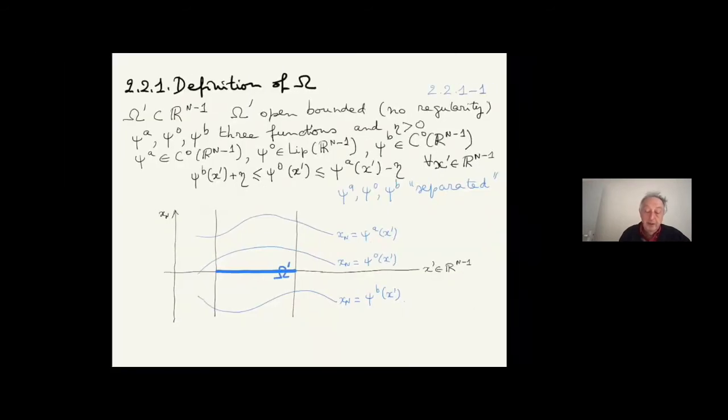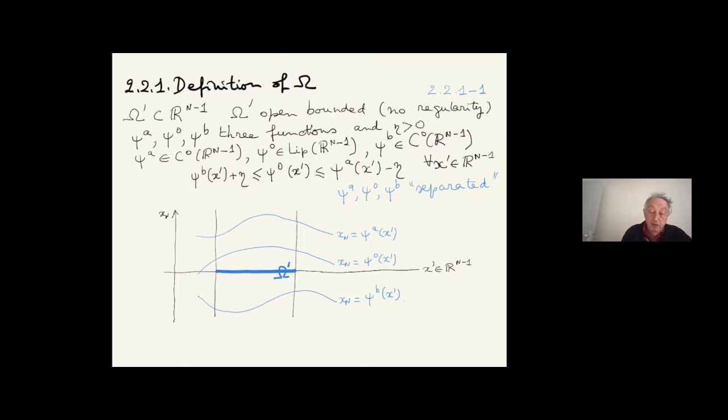Okay, definition of omega. I take omega prime, which is a subset of R^(n-1). Okay, this is why I assume that n is more than or equal to 2. Omega prime is open and bounded, but has no regularity on the boundary. And omega prime will be the cross section of my omega. So this is an open subset of R^(n-1).